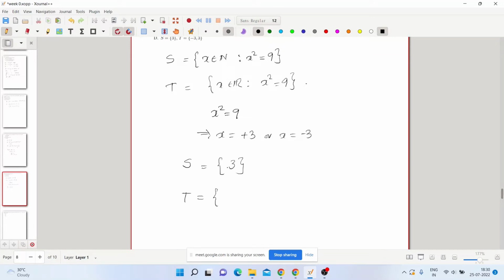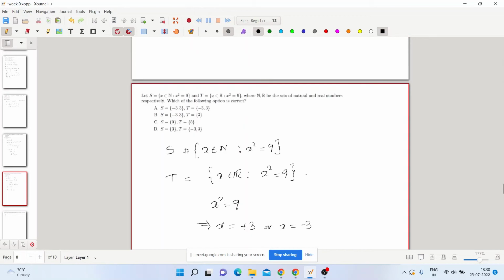T is given as the set of all elements in R which satisfy x square equal to 9. So we have two elements, 3 and minus 3, which satisfy x square equal to 9, and both 3 and minus 3 belong to R also. So we can say T contains both minus 3 and plus 3. So our answer is S is singleton 3 and T is 3, minus 3. So option D is the correct answer here.